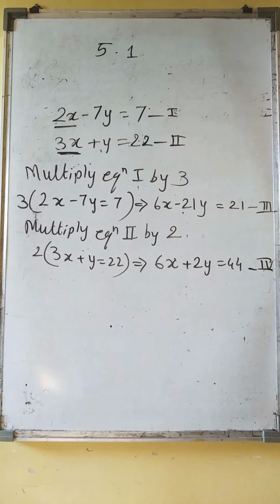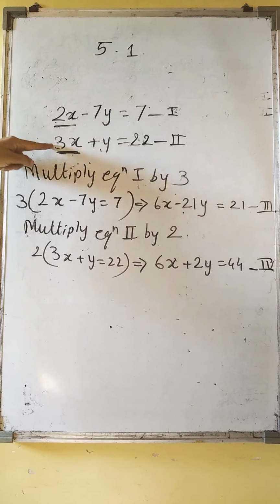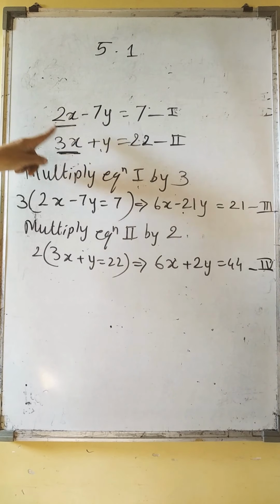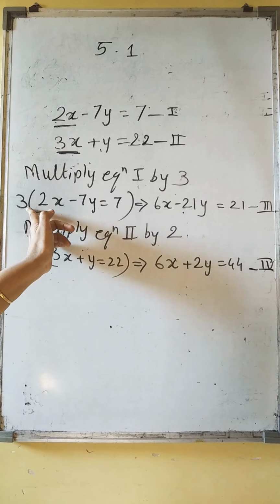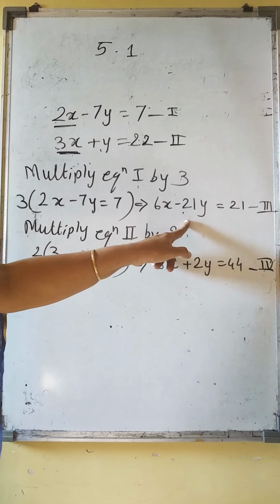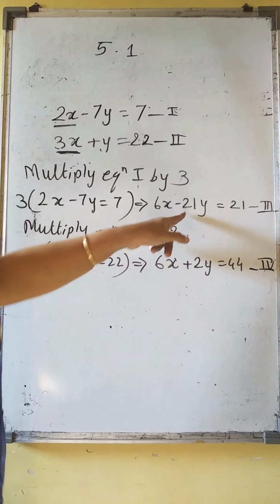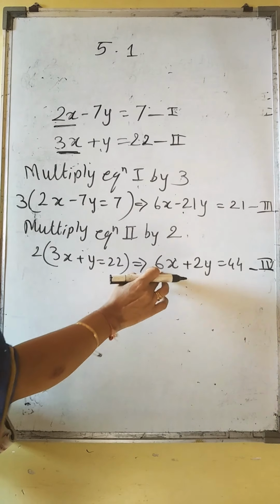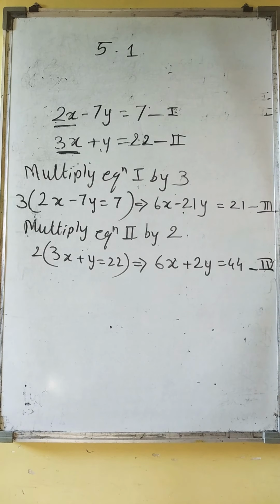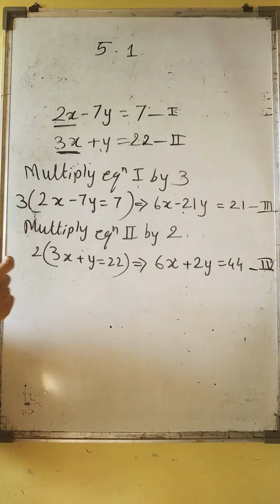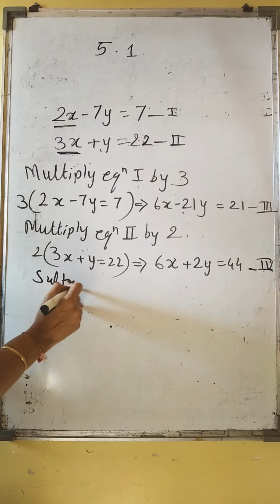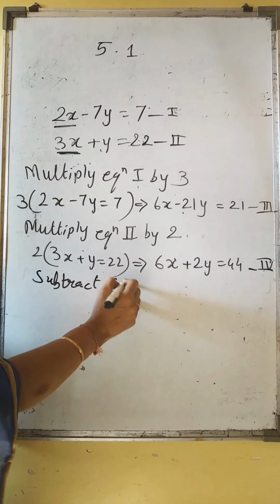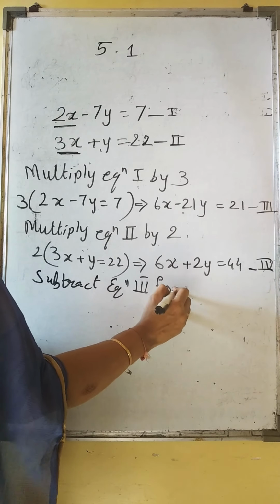Why I selected the number 6? Because 2 multiplied by 3 gives you 6. So 2 को 3 से multiply करो और 3 को 2 से multiply करो. So I have to multiply the entire equation. So equation number 1 is multiplied by 3 and equation number 2 is multiplied by 2, and I got these 2 equations. Now these 2 equations have the x coefficient 6x, 6x. माइनस नहीं है, हाँ, ऑपोजिट साइन नहीं है. So what you will do? You will do subtraction. So subtract equation number 3 from 4.